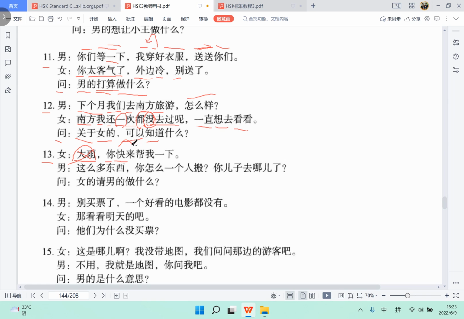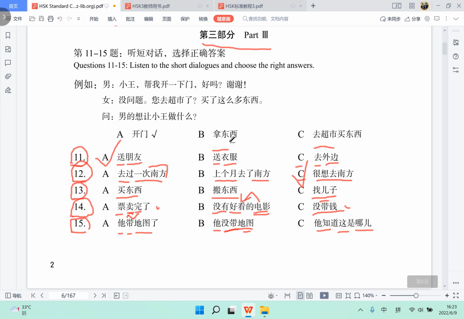And number 13, 第13：大宇，你快来帮帮我。So that's a person's name, so we don't need to mention it. So you fast come, 快来帮我一下. So help me a while. 这么多东西, so these a lot of things, 你怎么一个人搬？So why do you move this by yourself? 你儿子去哪儿了？So where did your son go? And the question: 女的请男的做什么？So the female asked the male to do what? So ask him to give a hand, right? 帮 means to help. And here it said 搬, to move something, 搬东西, move something. So this one is 搬东西, right.